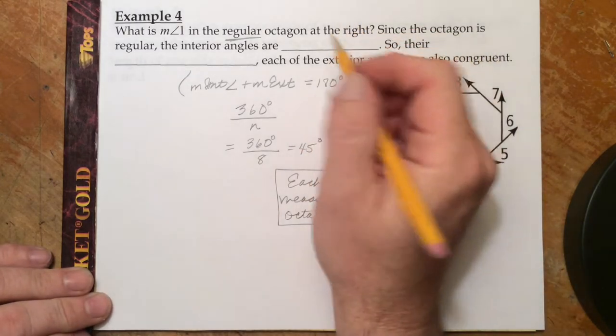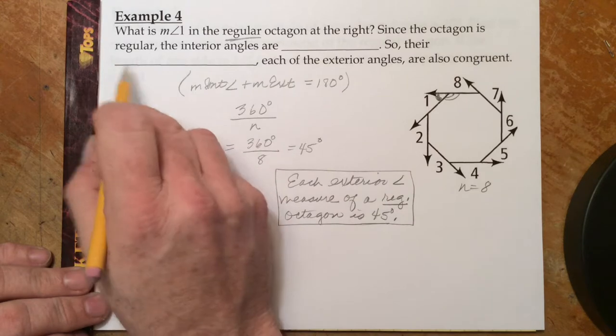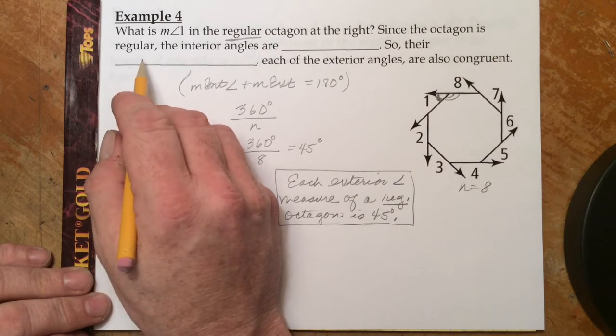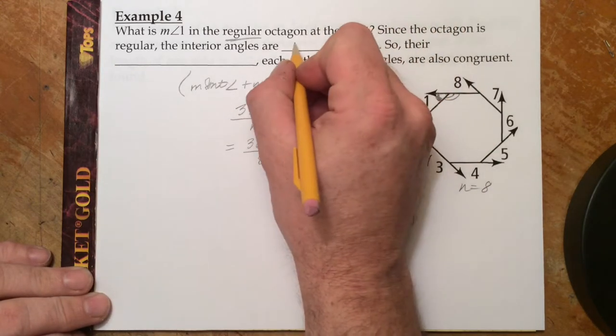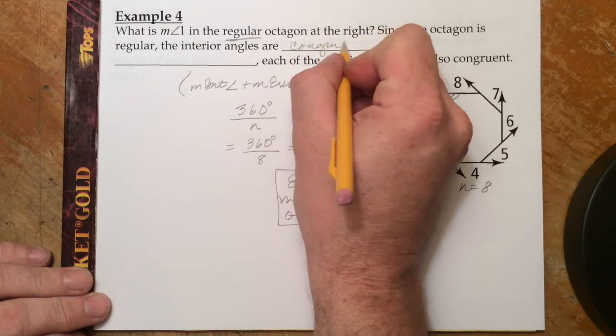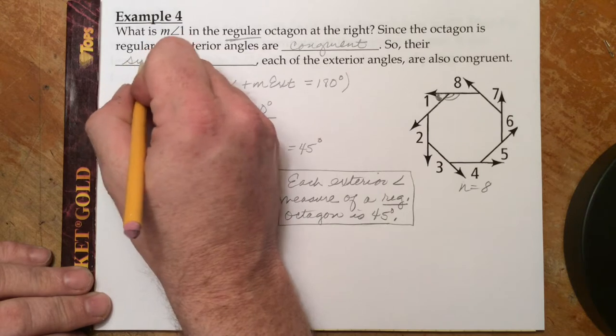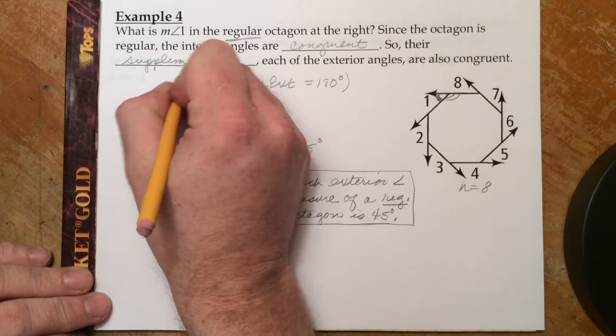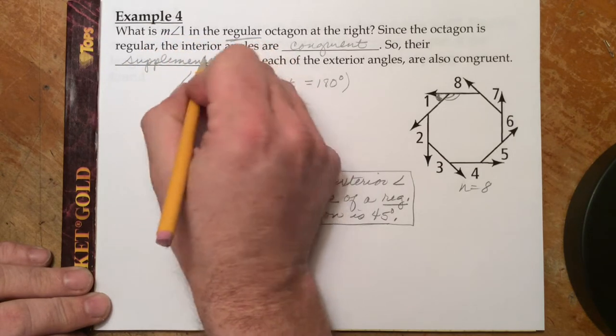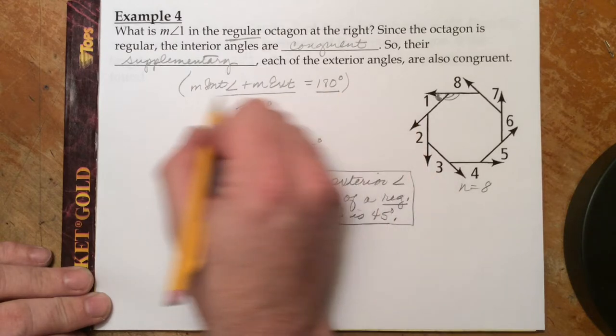So up here, since an octagon is regular, the interior angles are congruent. That's because it's equiangular. So they're congruent. Each of the exterior angles are also congruent. So they're supplementary, according to what we talked about.